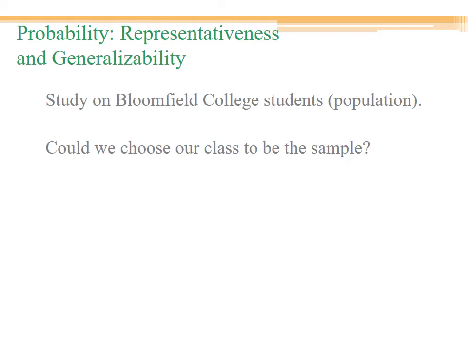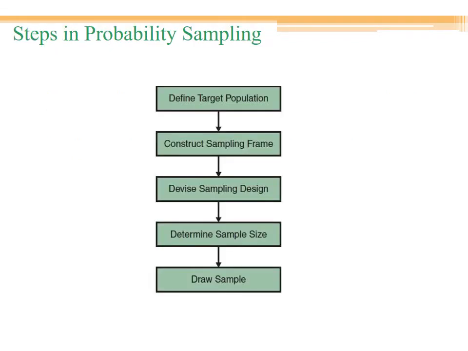Let's look at the steps involved. Similar to designing quantitative research, the steps in probability sampling are very important and need to be clearly defined before starting data collection. The first two steps are defining the population and constructing a sampling frame. Let's look at this.